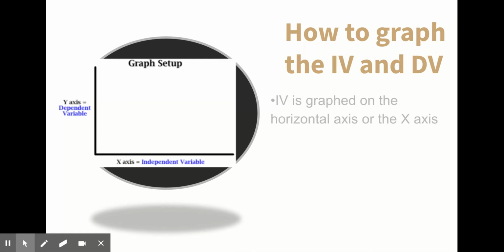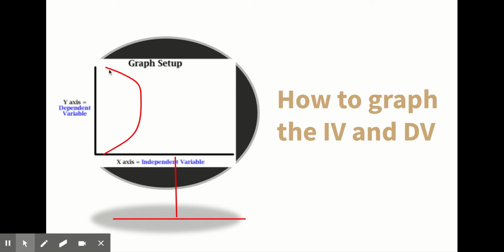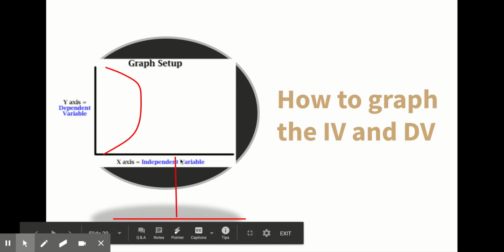And another way to remember that is with this drawing. So the I is down here, and then the D is right here. So IV goes on the X, DV goes on the Y.